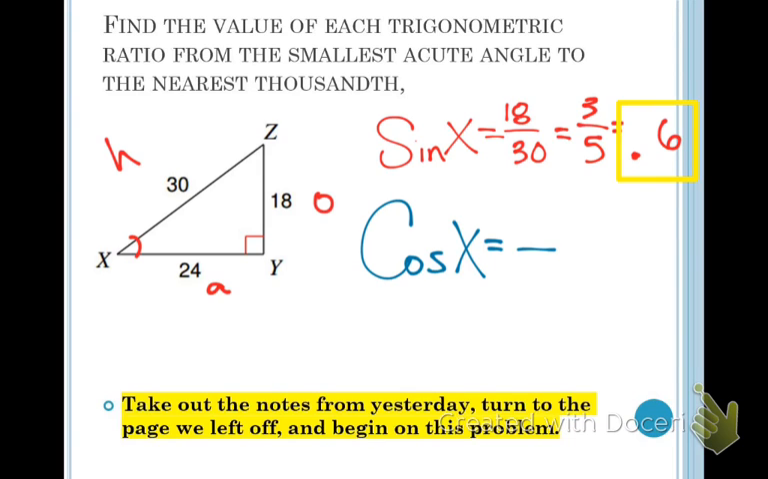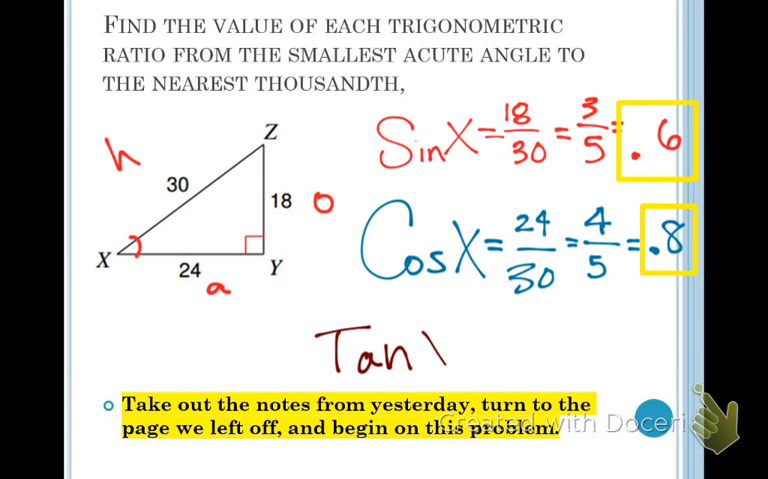All right, here we go. Cosine is adjacent over hypotenuse, so what's my fraction? 24 over 30. What is this reduced to? 4 over 5, which would be what decimal? 0.8. All right, last would be tangent of x equals the opposite over the adjacent.